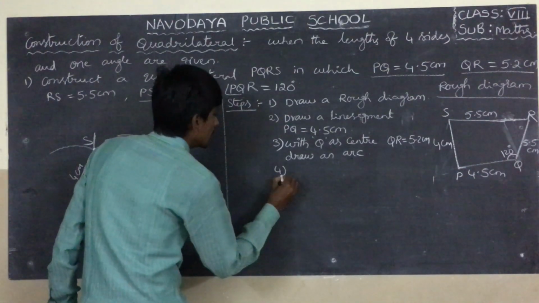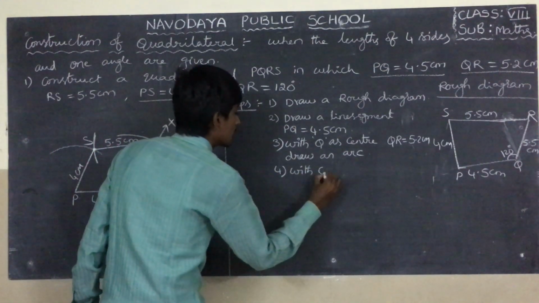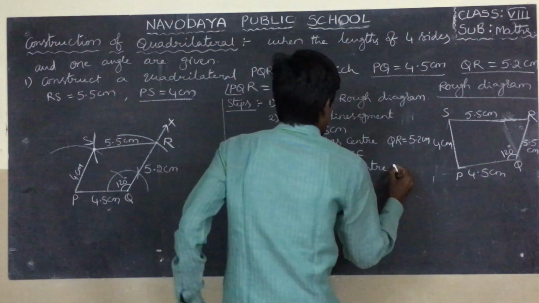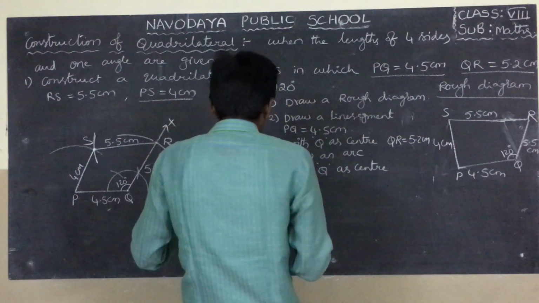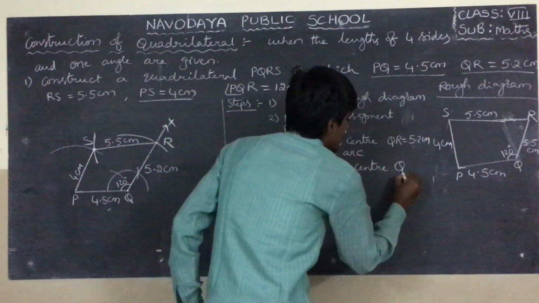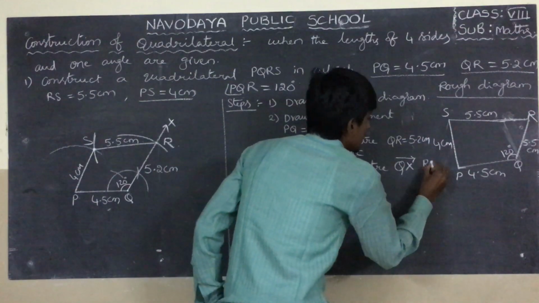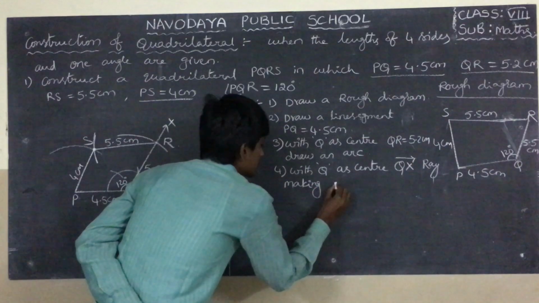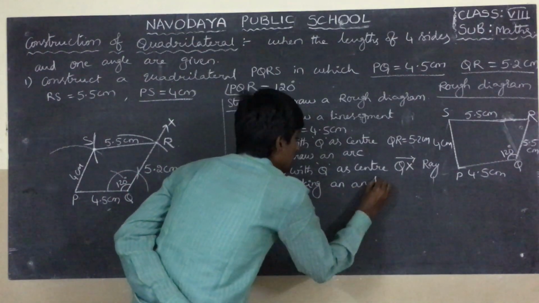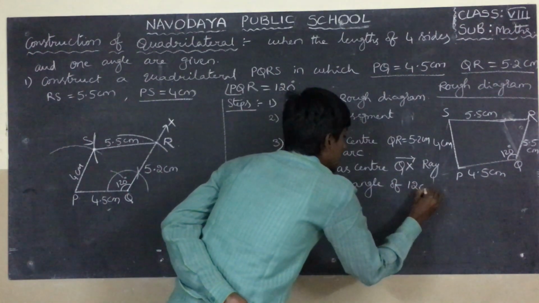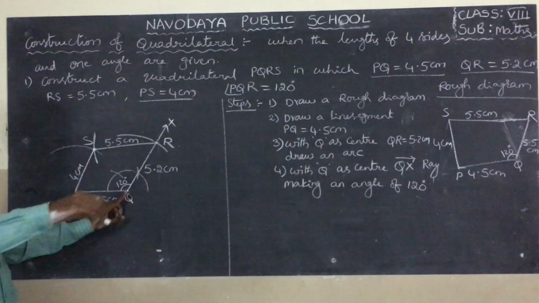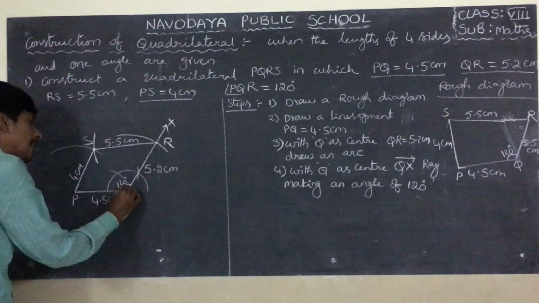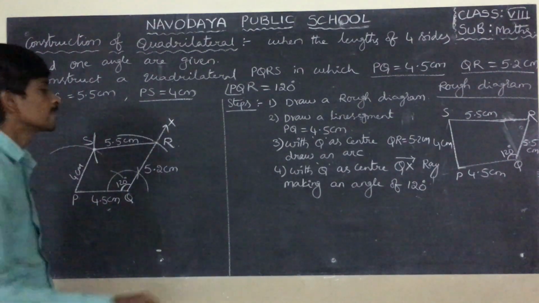Again, with Q as center, draw a ray QX making an angle of 120 degrees.